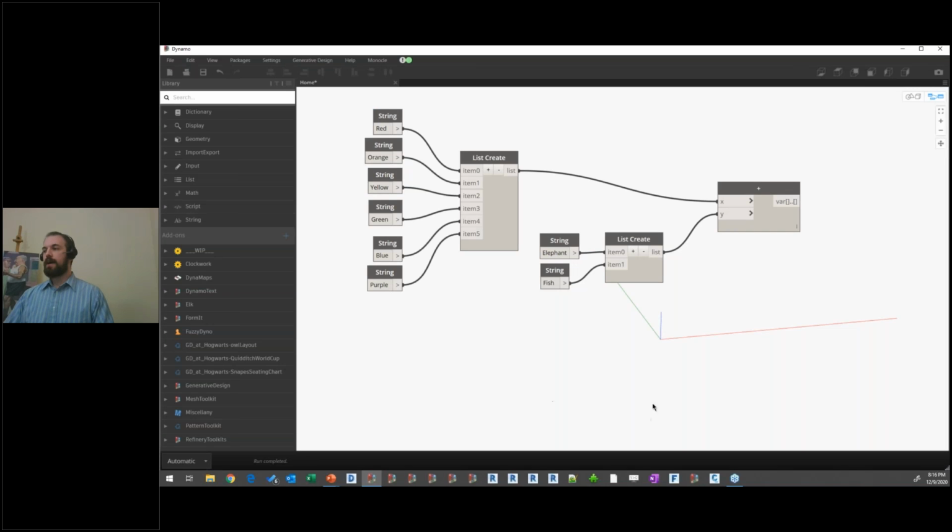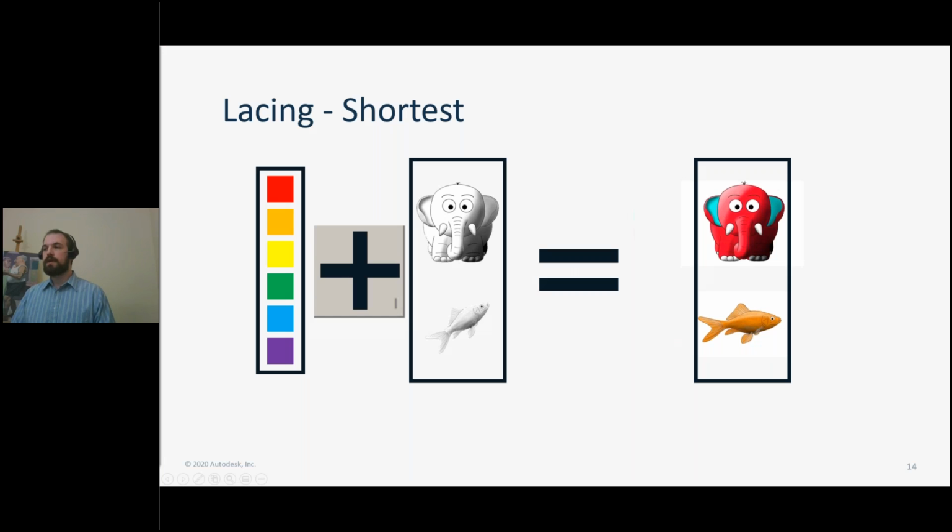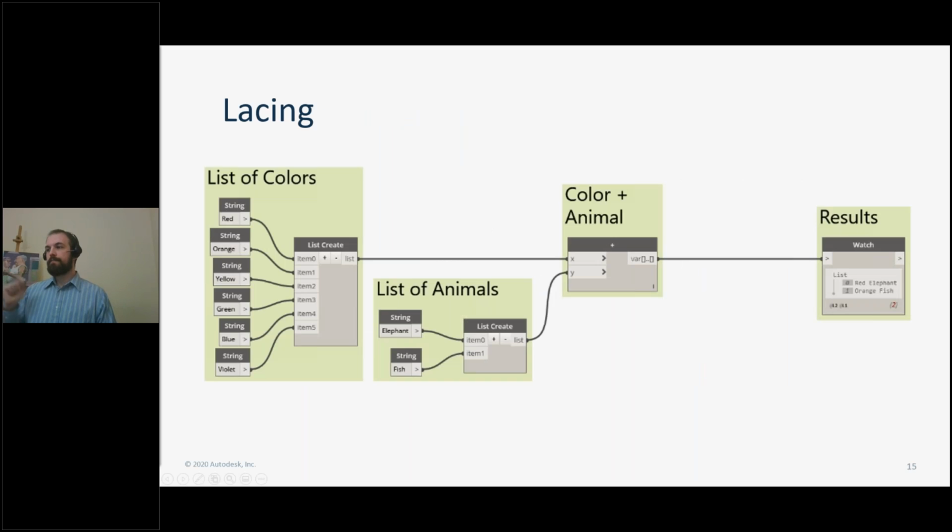Popping back over to Dynamo to have a look at what this looks like. We're going to put a watch node on the canvas. And sure enough, we have a red elephant and an orange fish. With this simple toy graph, building graphs that allow you to experiment and understand what the outcome is and how data is processed will really help you go a long way in getting to know Dynamo and getting the most use out of the product. So there are our results.